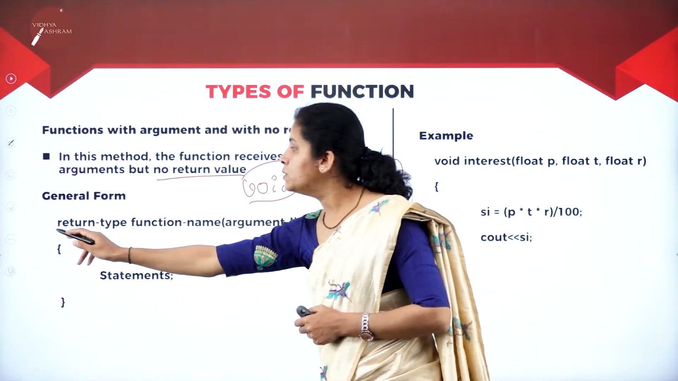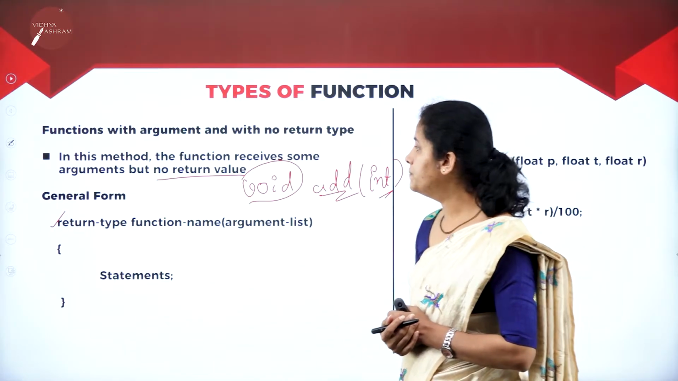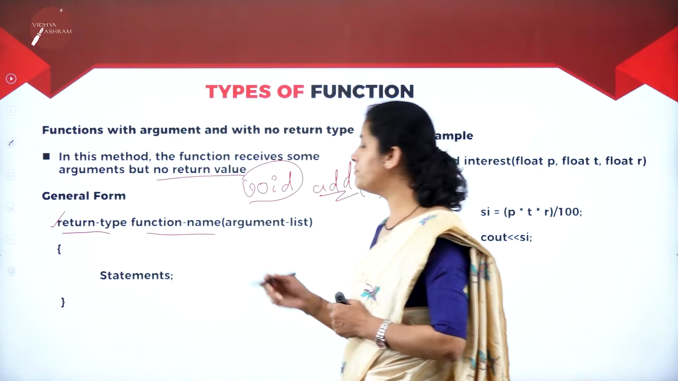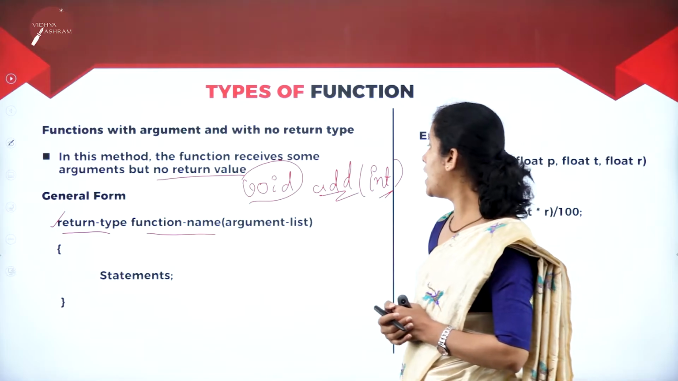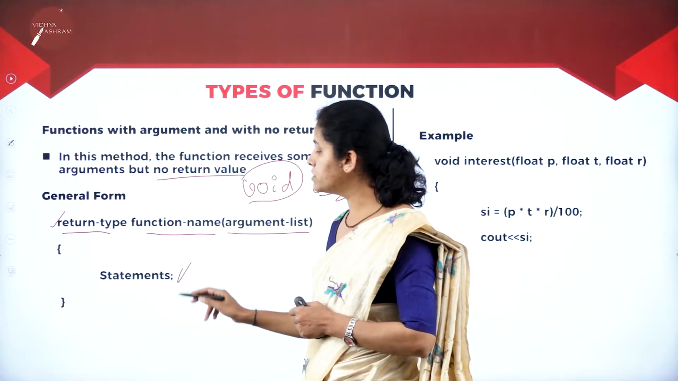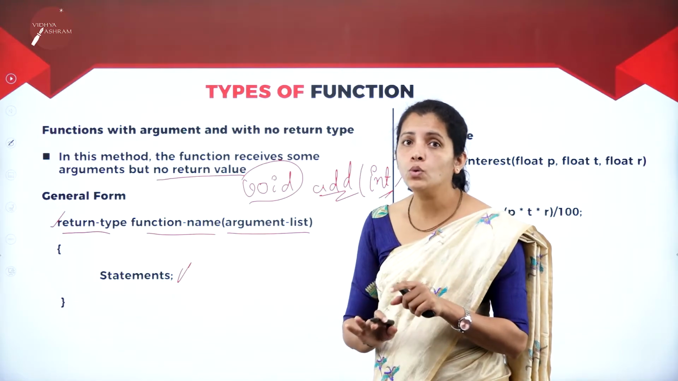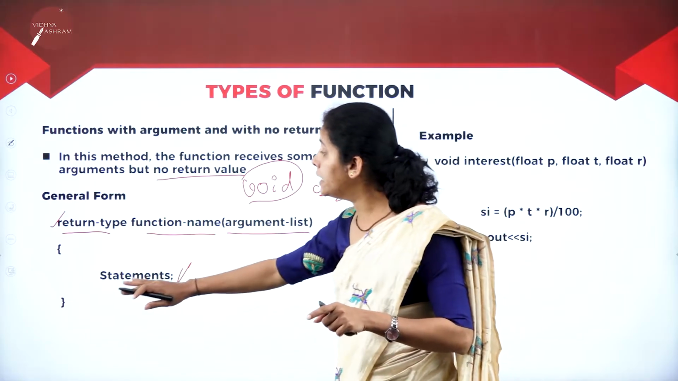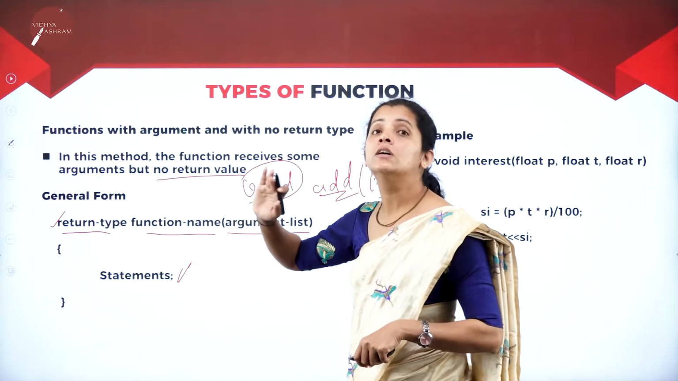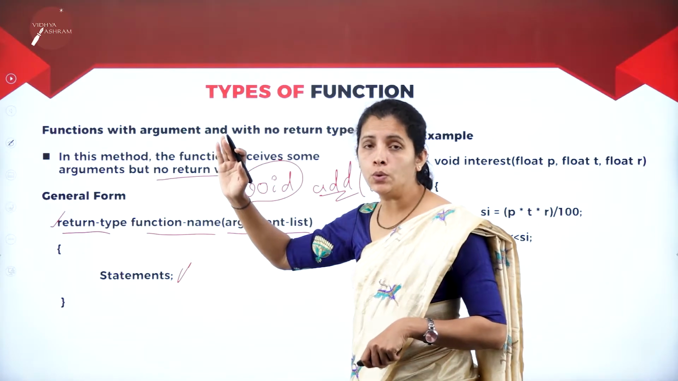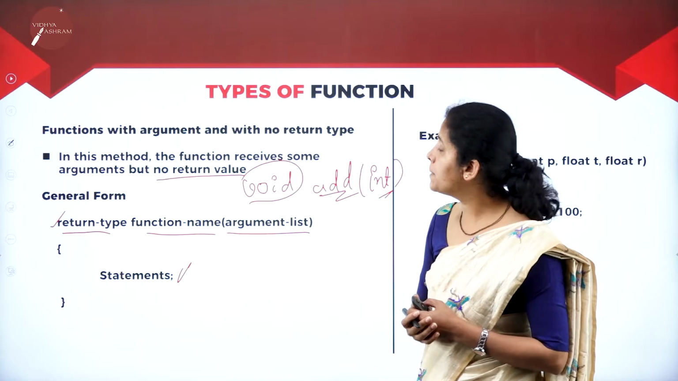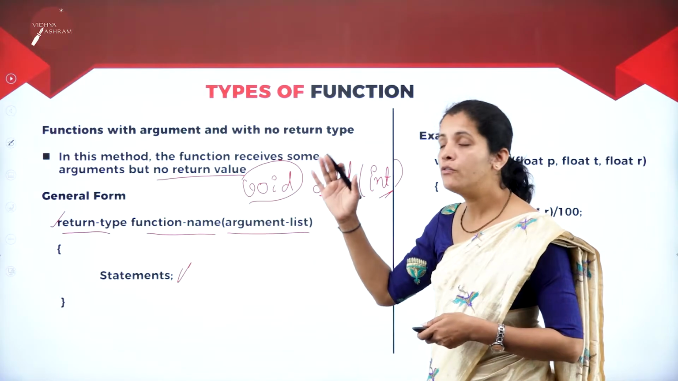Now let me consider this syntax here. At the beginning, I'm going to have the return type, then the function name, then the argument list, and then a set of statements. But I'm not going to include a return statement because this function does not return any value. For that reason, I'm not going to include a return statement in this type of function.